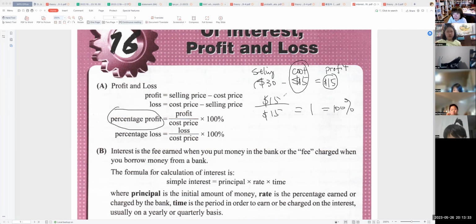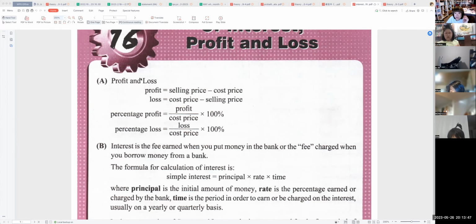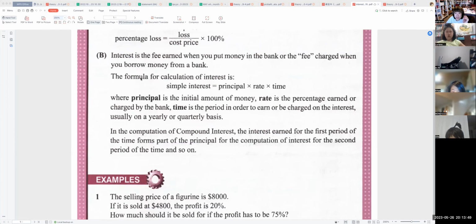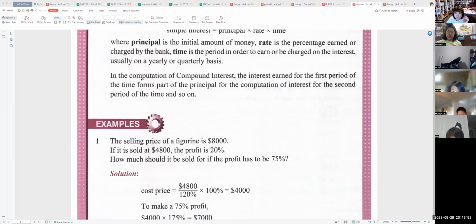Understand, everybody? Actually, a lot of students make mistakes on this. They do profit divided by the selling price. No, it's profit divided by the cost. Okay, everybody, it looks very easy, so we're going to take a look at this question.